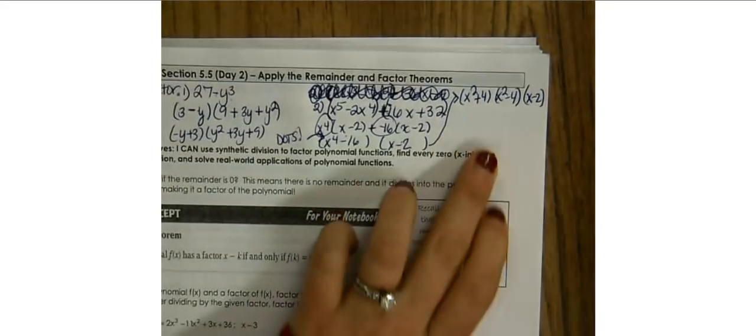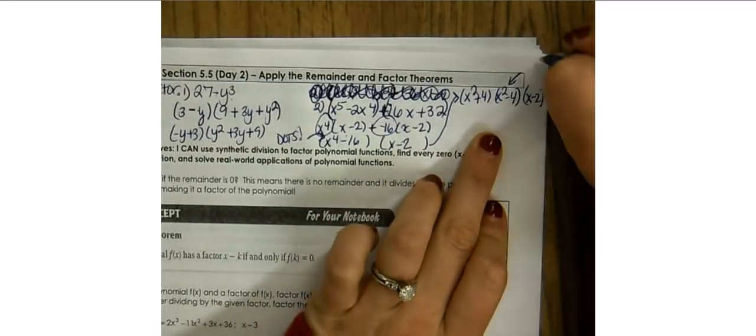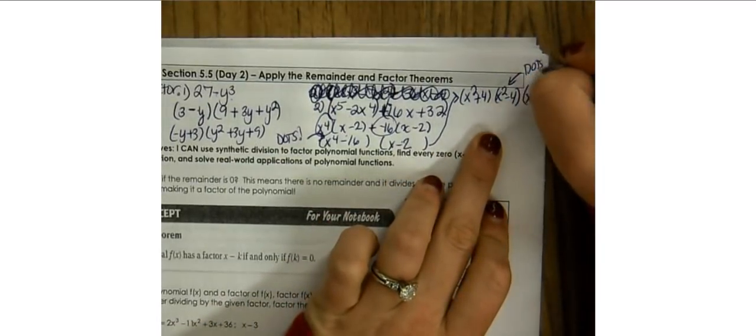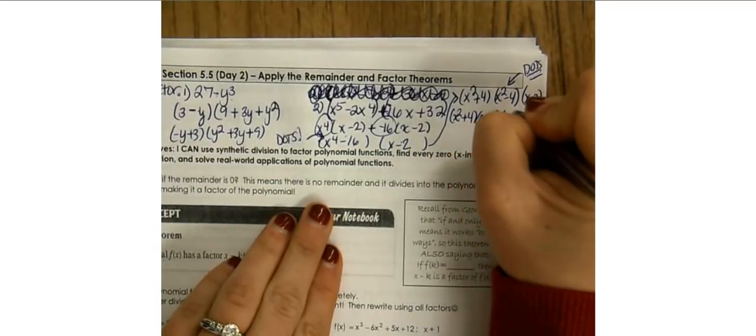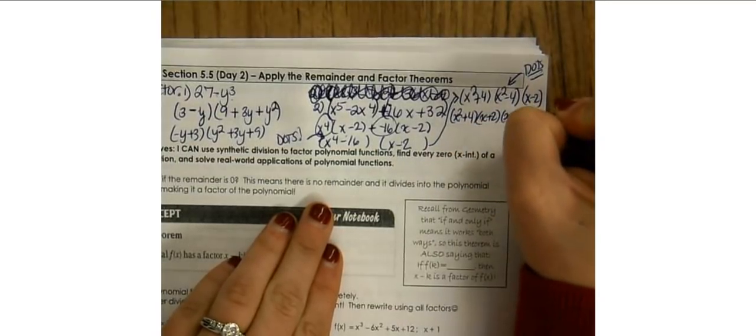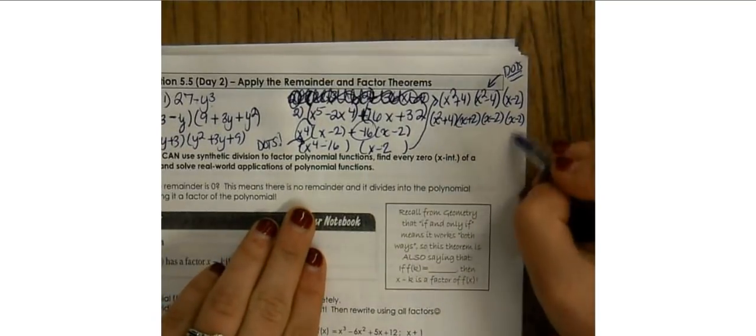And it looks like I'm done, but I'm really not. X squared minus 4 is another difference of 2 squares. So I'm going to have an x squared plus 4 times an x plus 2 times an x minus 2 times another x minus 2. And if you want to write it fancy and you notice that both of these are an x minus 2, you can rewrite this as x squared plus 4 times x plus 2 times x minus 2 squared. And that is your final answer.